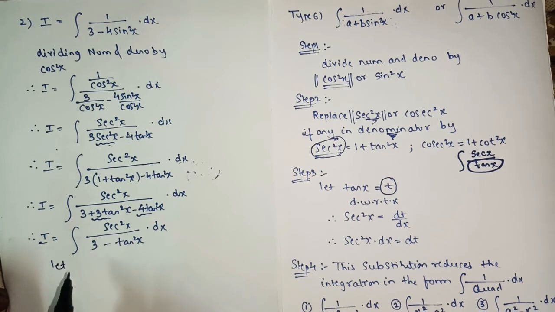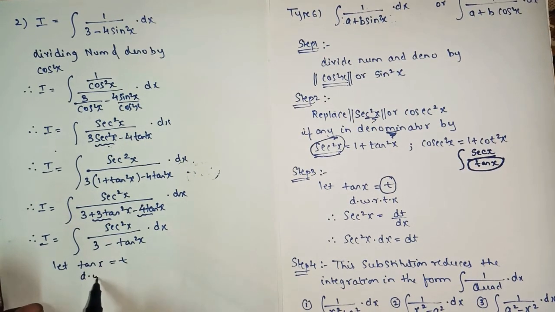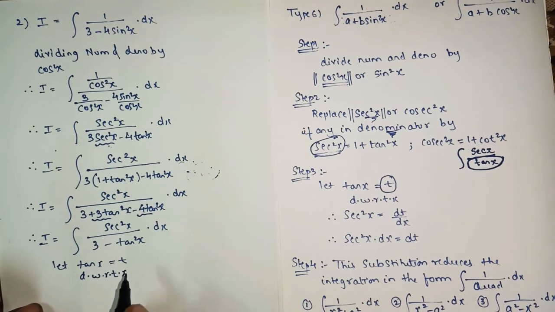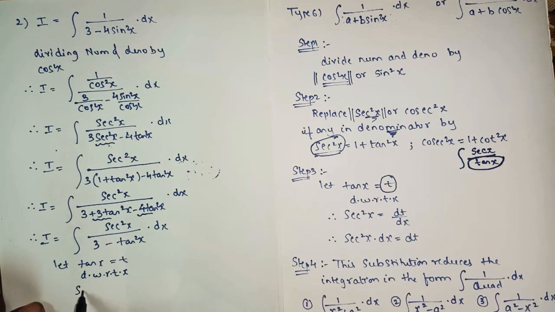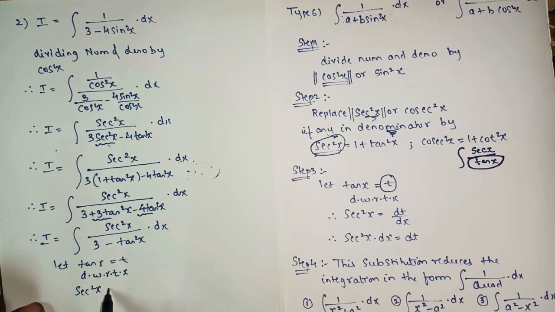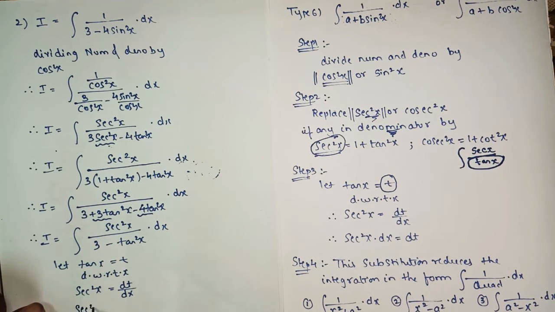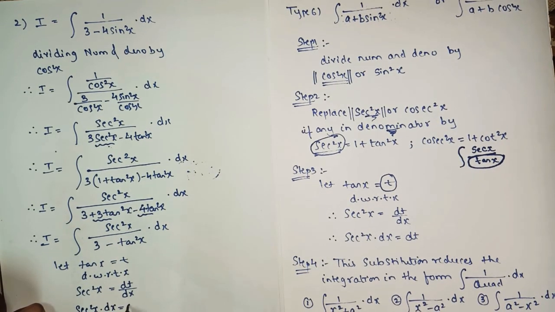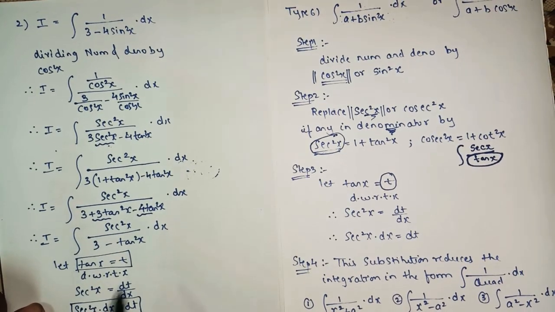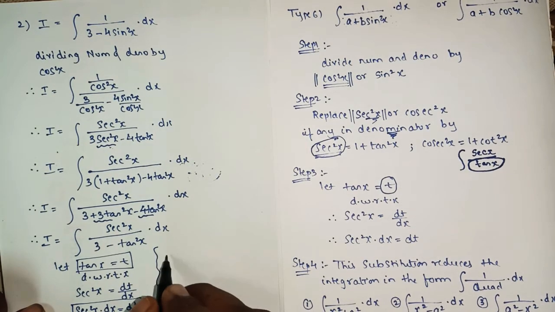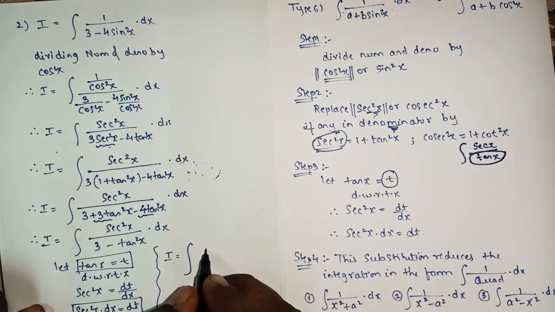We'll let tan x equal to t. So now the derivative with respect to x is what? Sec square x equals dt upon dx. So therefore sec square x into dx equals dt. Okay, so now you will see I will be equal to what? Integral sec square into dx we can write as what? dt.